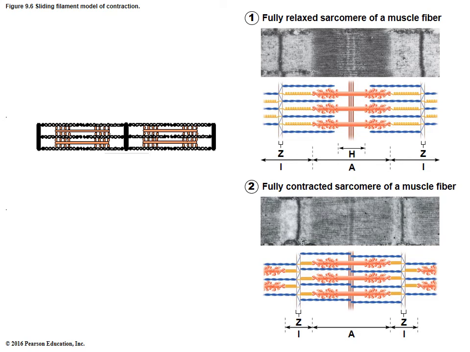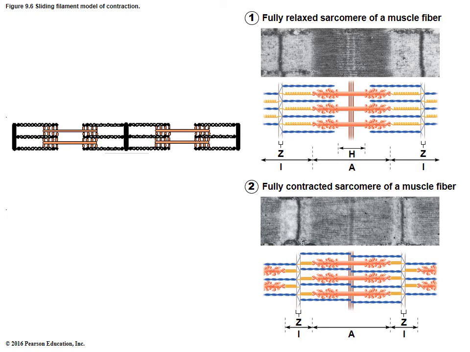And this all has to do with the fact that if you want to contract the muscle, you're going to have to form that physical connection, that cross bridge, and you're going to have to increase the amount that the thick and the thin filaments are sliding or overlapping with each other.